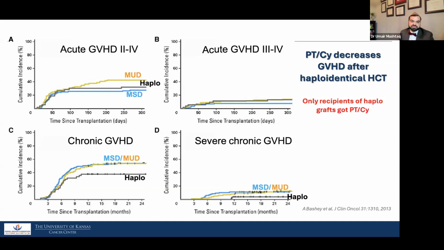And as you can see, the acute graft versus host disease, chronic graft versus host disease, and severe acute and chronic graft versus host disease were all lower in haplo, despite haplo being a mismatched donor. And this is believed to be because of post-transplant cytoxan.